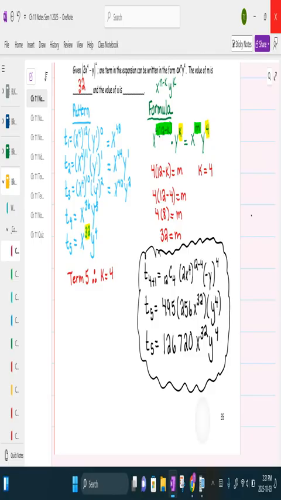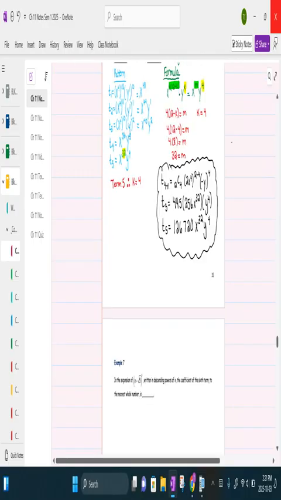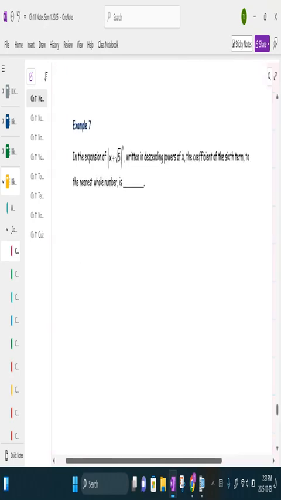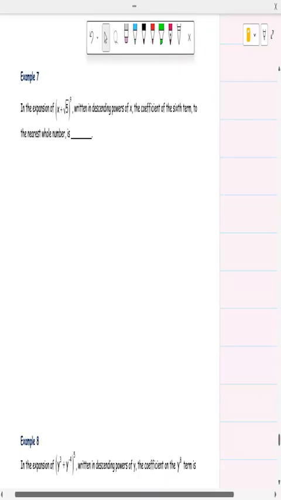So I'm going to do a couple more with you. This one you're going to do, but I just want to read something first so you guys don't get confused with the wording. This one says, in the expansion of x plus root 5, all to the exponent of 9, written in descending powers of x, the coefficient of the sixth term to the nearest whole number is.